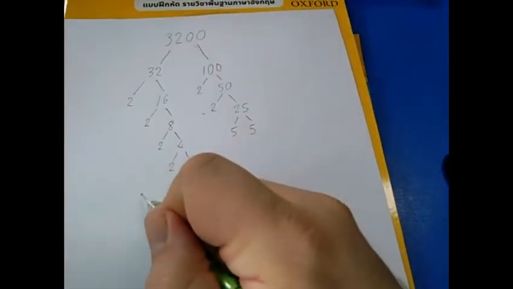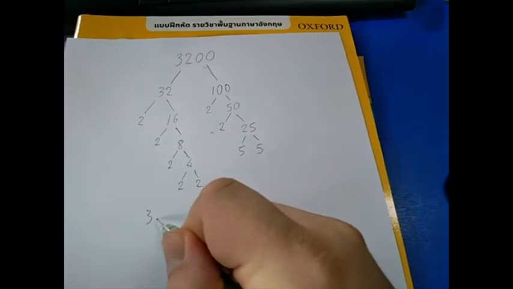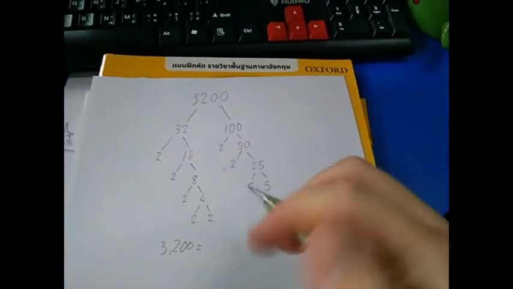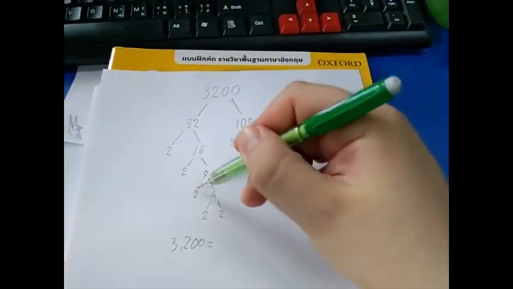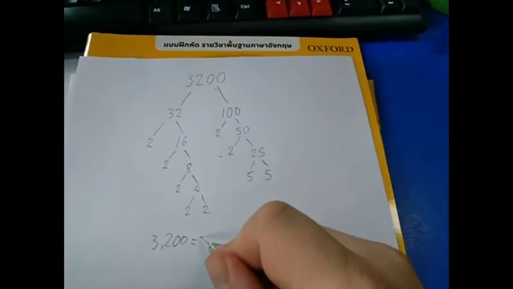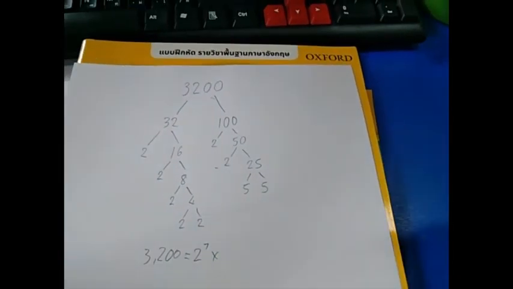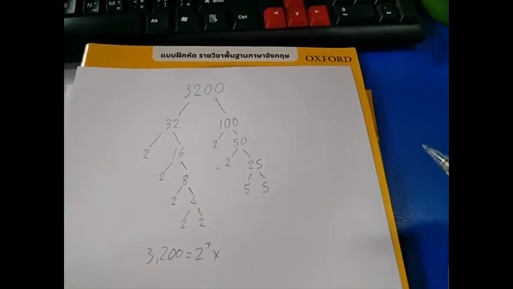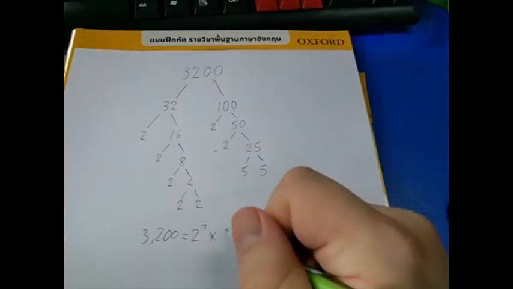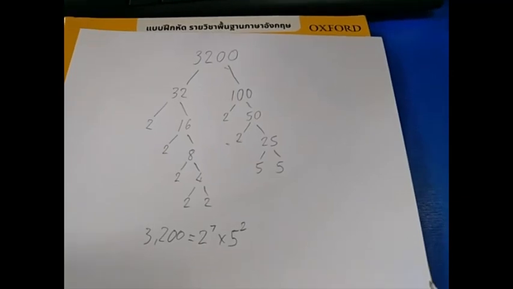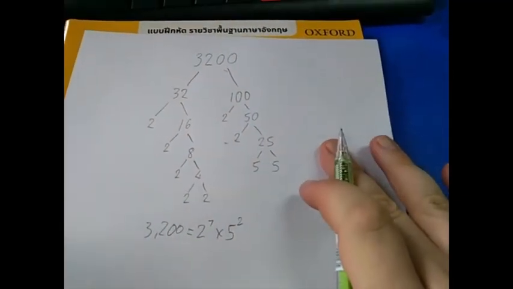And then at the bottom, I'm going to write it all out. 3,200 equals, all my 2's, 1, 2, 3, 4, 5, 6, 7. 2 to the power of 7 multiplied by, oh, there's no 3's. Well, there's 5's. There's 1, 2, 5's. 5 squared.